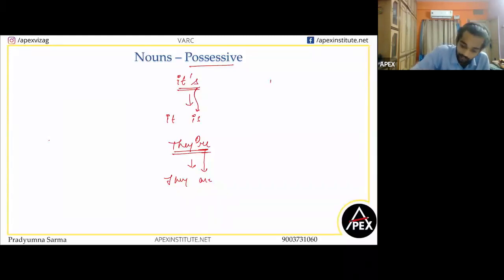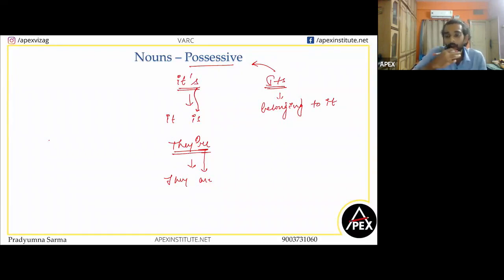Whereas when I'm saying it's, this is a possessive pronoun. This means belonging to it. Are we clear? Yeah, so that's the difference.